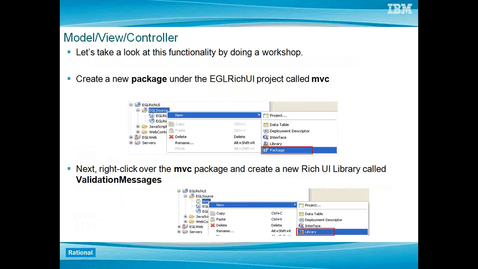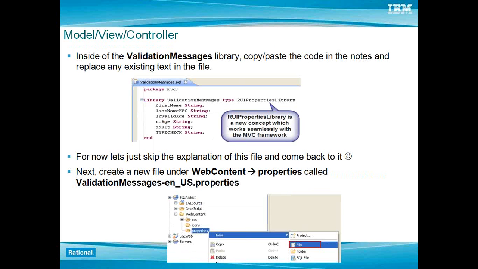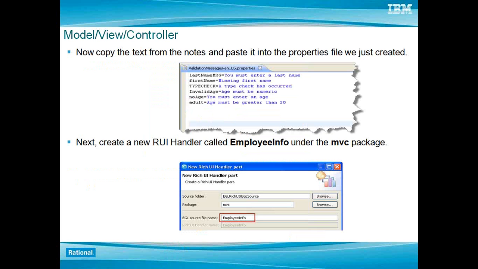Now we are going to create a project where we will try to implement this concept. We are creating a new package, then a library. Within that package, we will create a rich UI property file, and then inside the web content folder, we will create a properties folder, and then we will create a validation messages en_us.properties file. Inside of this properties file, we will give some text values.